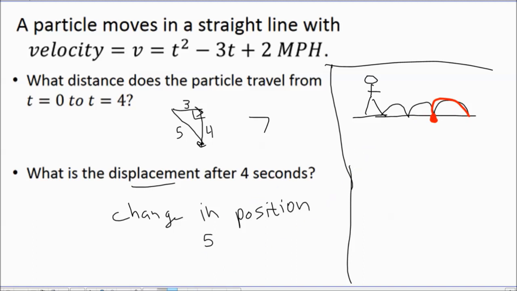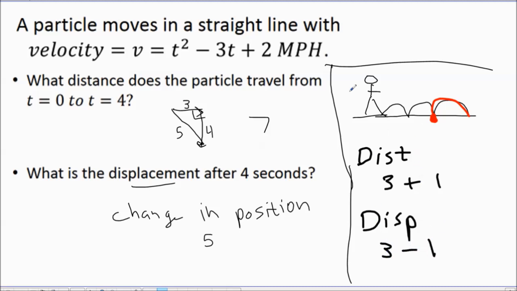And so we're going to try to answer 2 questions. What is the distance that I traveled? And what is the displacement that I have? So how far did I travel? I jumped 3 forward and I jumped 1 back. For displacement, notice the difference. Okay, I'm only 2 units away from where I started.